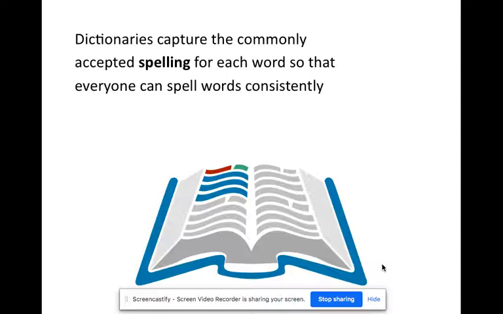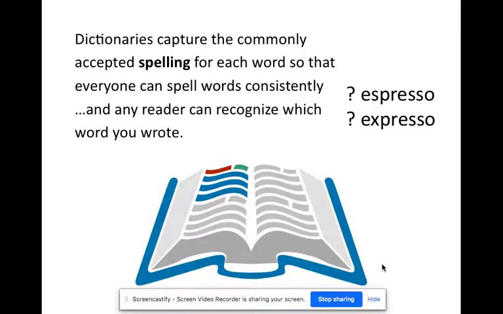It's so that everyone can spell words consistently. For example, if you don't remember how to spell espresso with an S or with an X, you look that up, and that way you're spelling it the same way as other people. And the purpose of that, well, maybe many purposes, but one is that any reader far away in space and time would recognize which word you had written.